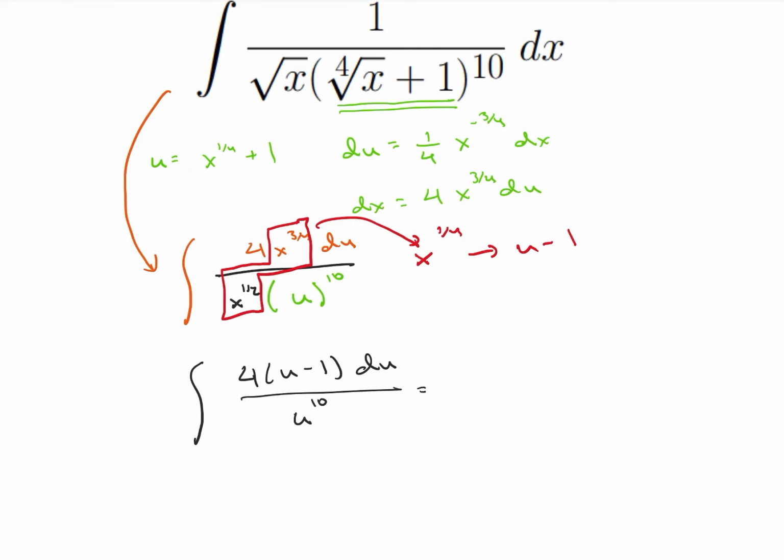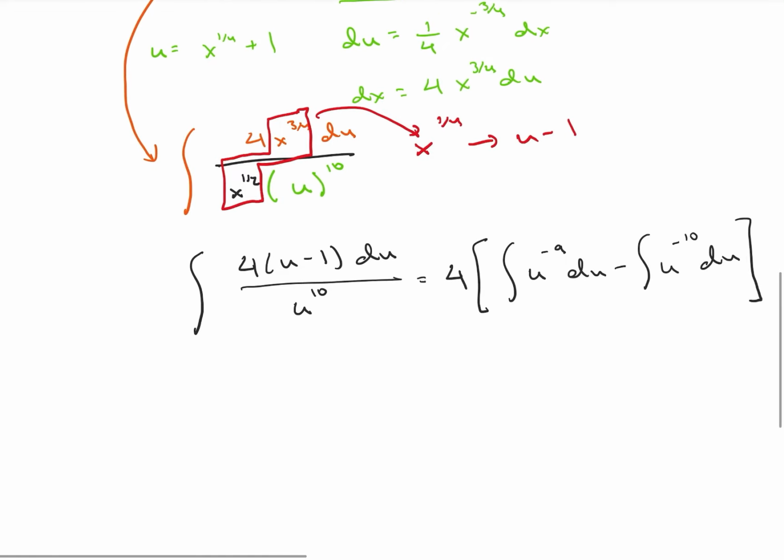So we can separate this. And what is this going to be? This is going to be 4 times the integral of u to the negative 9th du minus the integral of u to the negative 10th du. And now that we have it, we can go ahead and solve both of those.